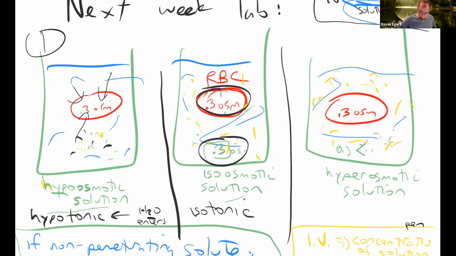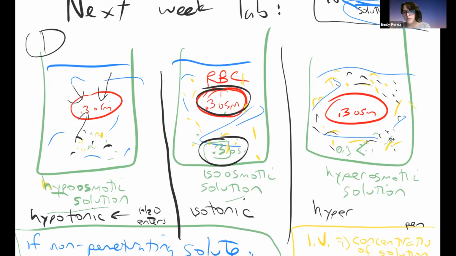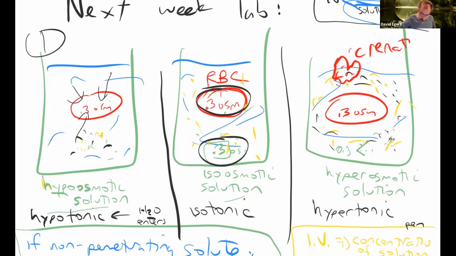If you have way more stuff dissolved outside than inside, what do we call that? Hypertonic. And what's going to happen to the cell? Shrivel. Shrink. Yeah, the cell actually starts shriveling. We call it crenation, when the little cells shrivel up because the water's leaving. They deflate basically. So these are three possibilities.